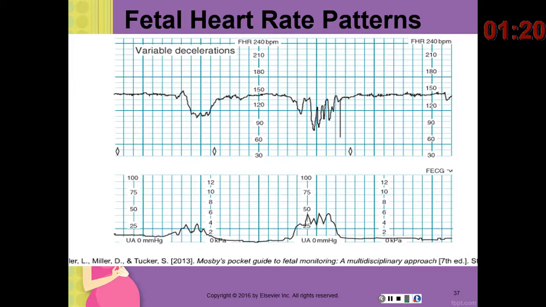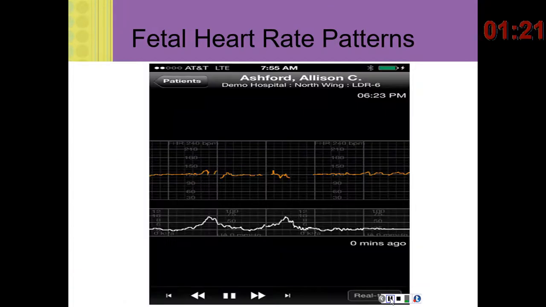Something that you might notice here, there's a little tiny acceleration right here, and we call that a shoulder. This makes us a little nervous because it looks like the baby is trying to compensate before that heart rate goes down. And that means that the baby may be compromised. So that is variable decelerations.